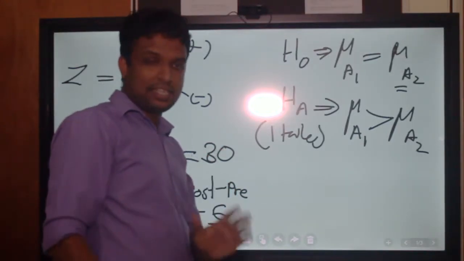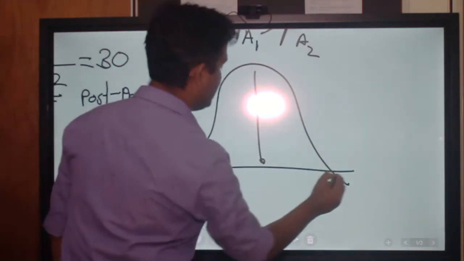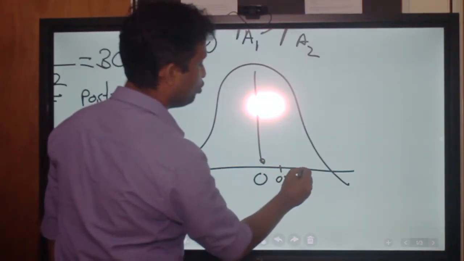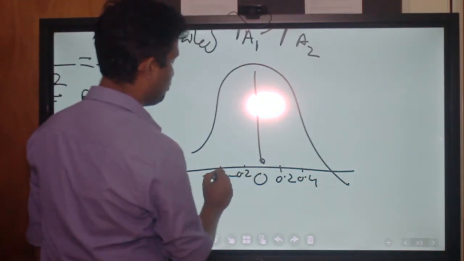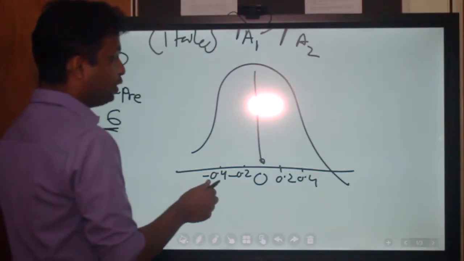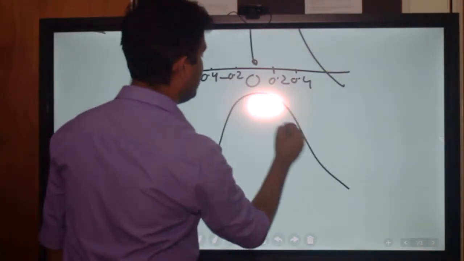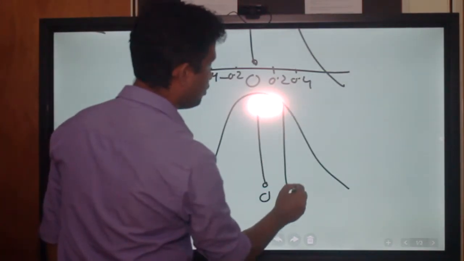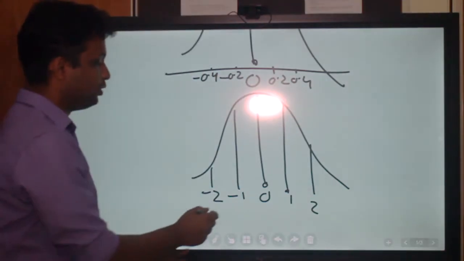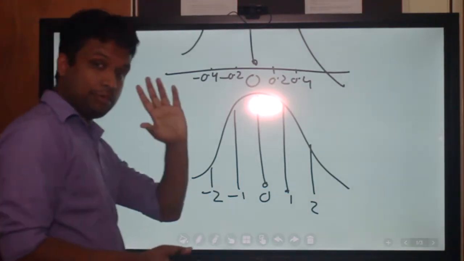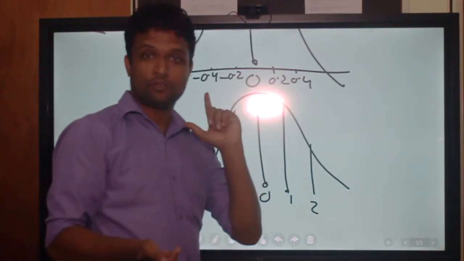Now, where's the null distribution? In the null distribution, like we discussed, at 0 we have 0.2, 0.4, minus 0.2, minus 0.4. But once we standardize this, in the standard normal distribution, we know that the mean is 0 and the standard deviation is 1, 2, minus 1, minus 2. I told you about the standard deviation and the standard normal distribution in one of the previous lectures.